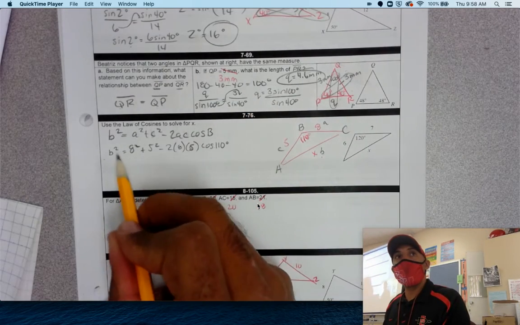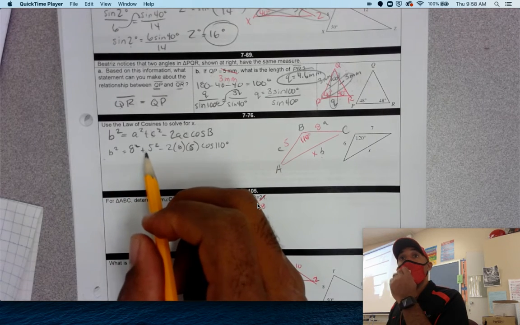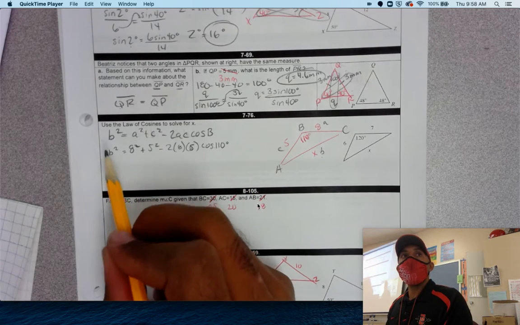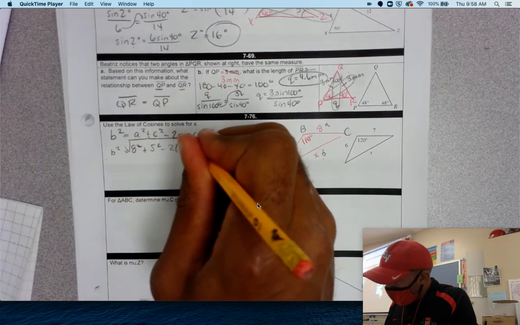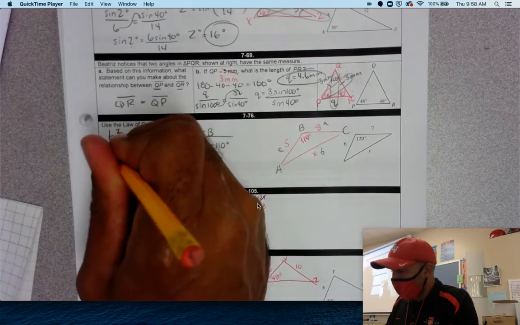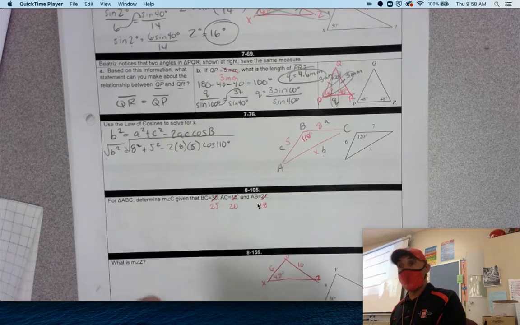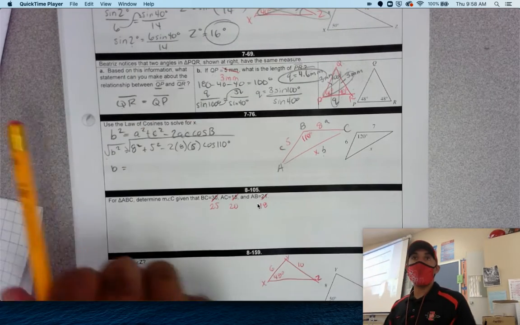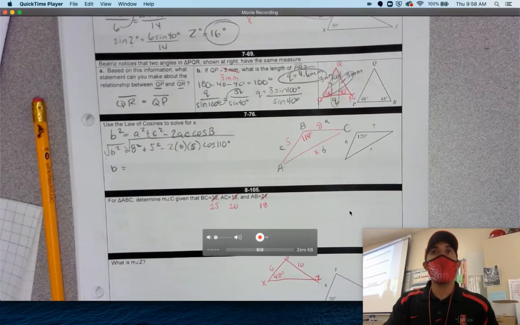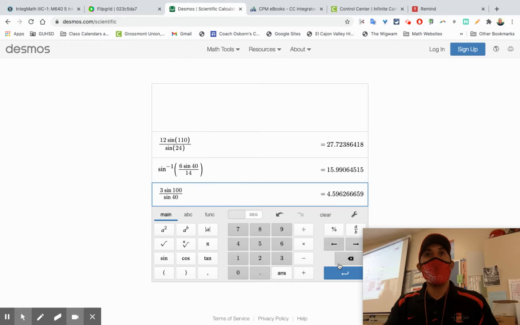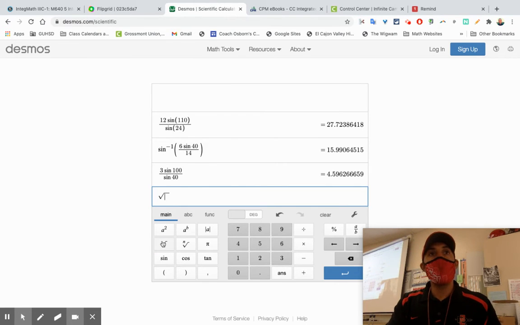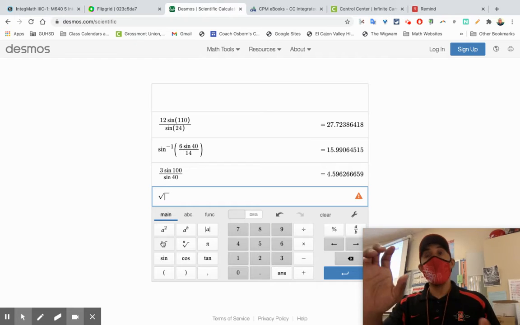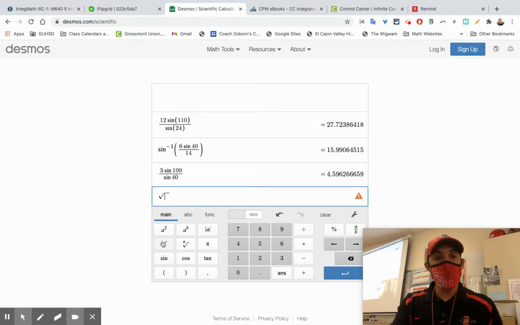Now to solve for this, I'm going to do this all in one step. Since I'm going to have to square root B squared, I'm literally just going to square root this whole thing. I'm going to square root both sides to solve in one step. And I'm going to use the Desmos calculator to set it all up. I'll show you how to do that. So I'm going to make a new line, or you can just clear it out. It doesn't matter. The first thing I'm going to hit is square root because I want everything I type to be under the square root, just like I had it written down.